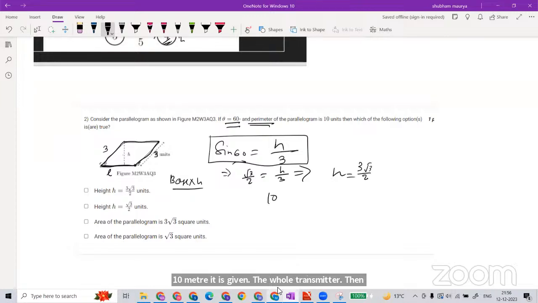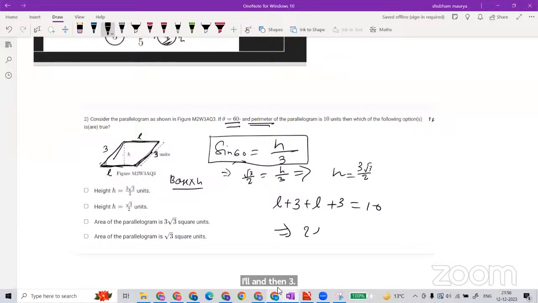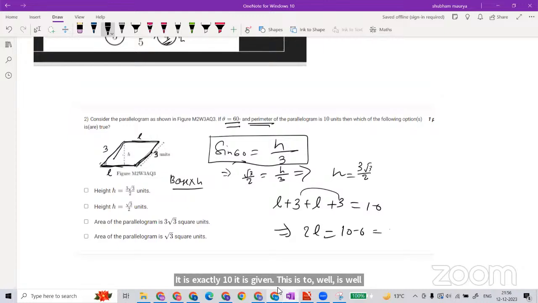So if you assume this is L, then this is also L. So that means L plus 3, this L, then 3, and then again L, and then 3. It is exactly 10 as given. So 2L is equal to 10 minus 6, which is 4. So now L is equal to 2, we got.